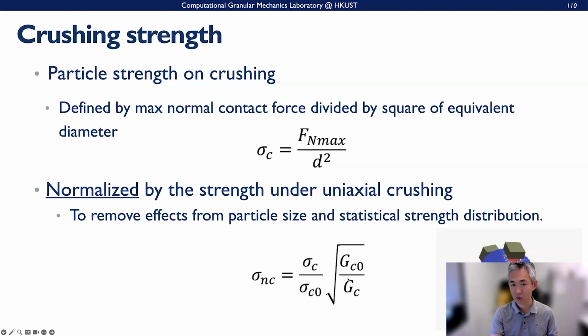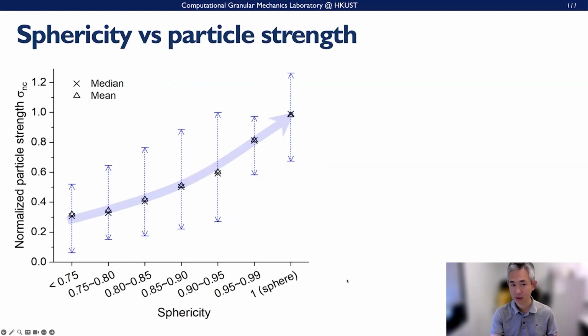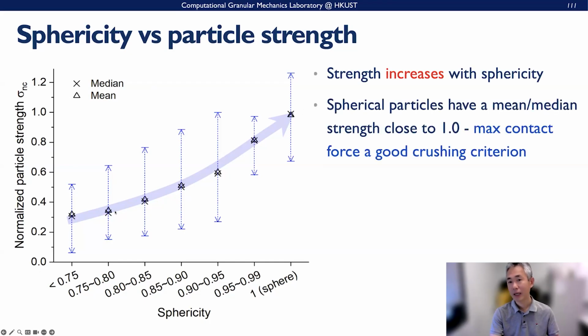So we use a normalized particle strength for that purpose, and then we monitor how this normalized particle strength changes with different particle shape. First one is sphericity, and we find that the nominal strength will increase. We look at the mean values and the median values, and they will increase with sphericity. Okay, and a perfect spherical particle will have a mean or median strength close to 1 here.